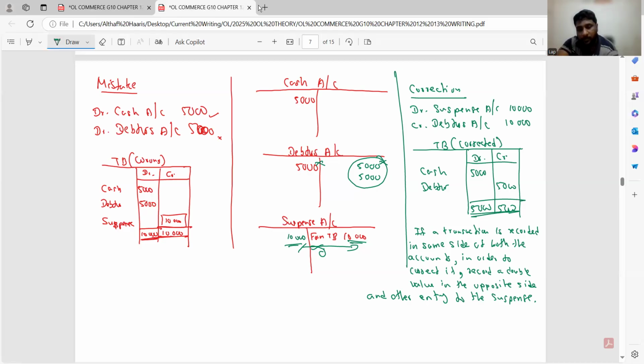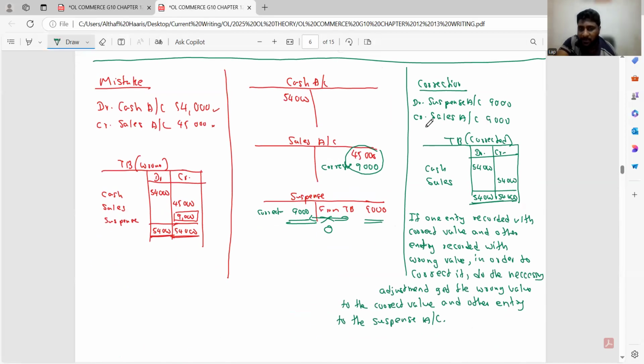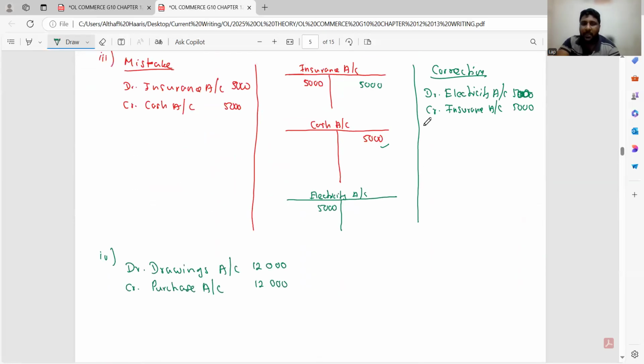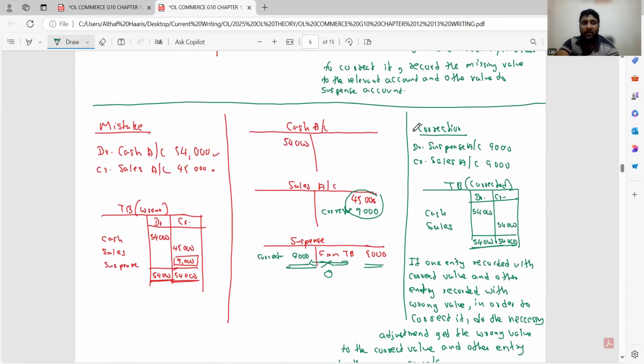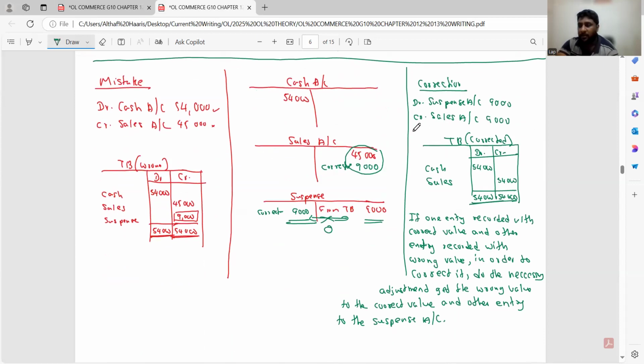Then people, today we learned 3 new things. What are the 3 things? First one, if it is recorded in only one account by missing the other account, in order to correct it, simply record it to the relevant account, and the other entry to the suspense account. Second one, you have recorded a wrong value. So you have to make the necessary adjustment to take it to the correct value, and the other entry to the suspense account.